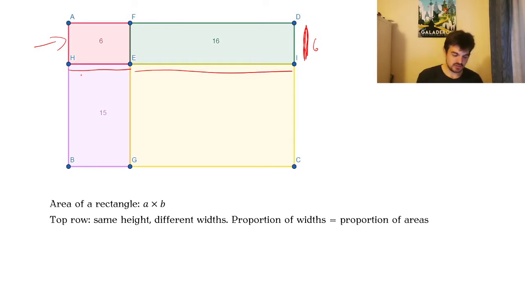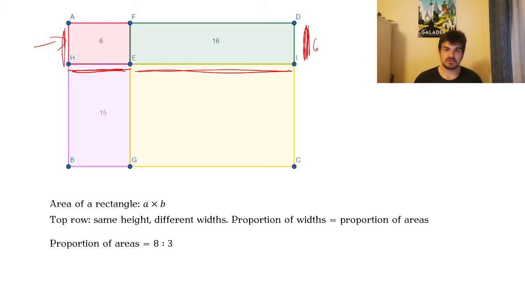So you can see that this segment multiplied by this segment gives you something small. This segment multiplied by this segment gives you something larger, but this segment is the same. So that means the proportion of widths is the same as the proportion of areas. We don't know what the proportion of width is, but we do know what the proportion of areas is because the areas are given, so we can calculate it, right?